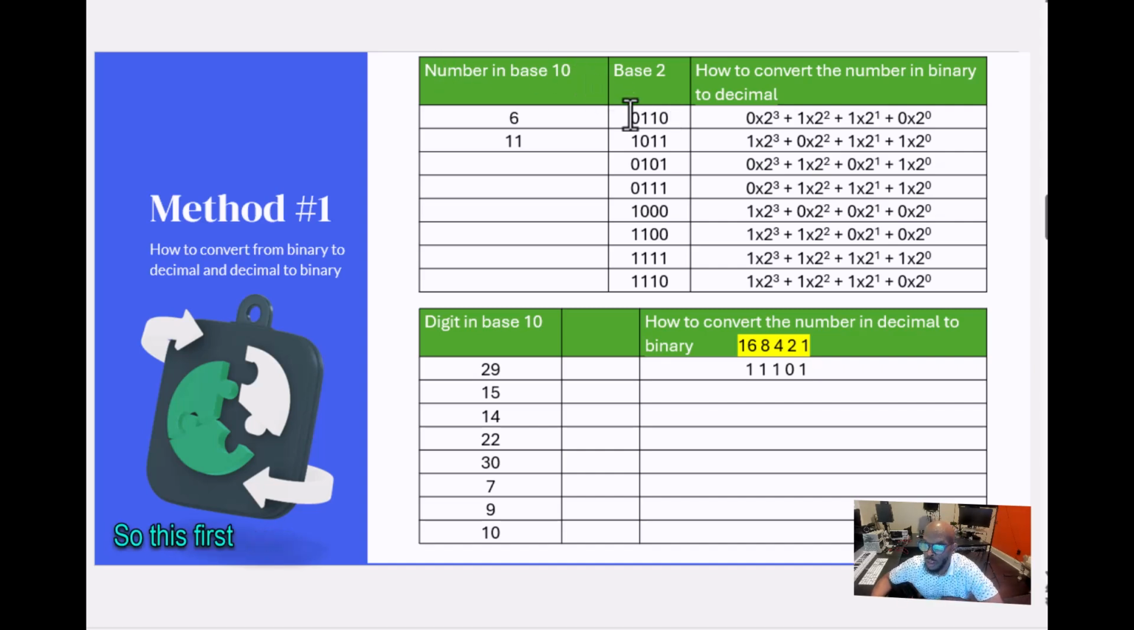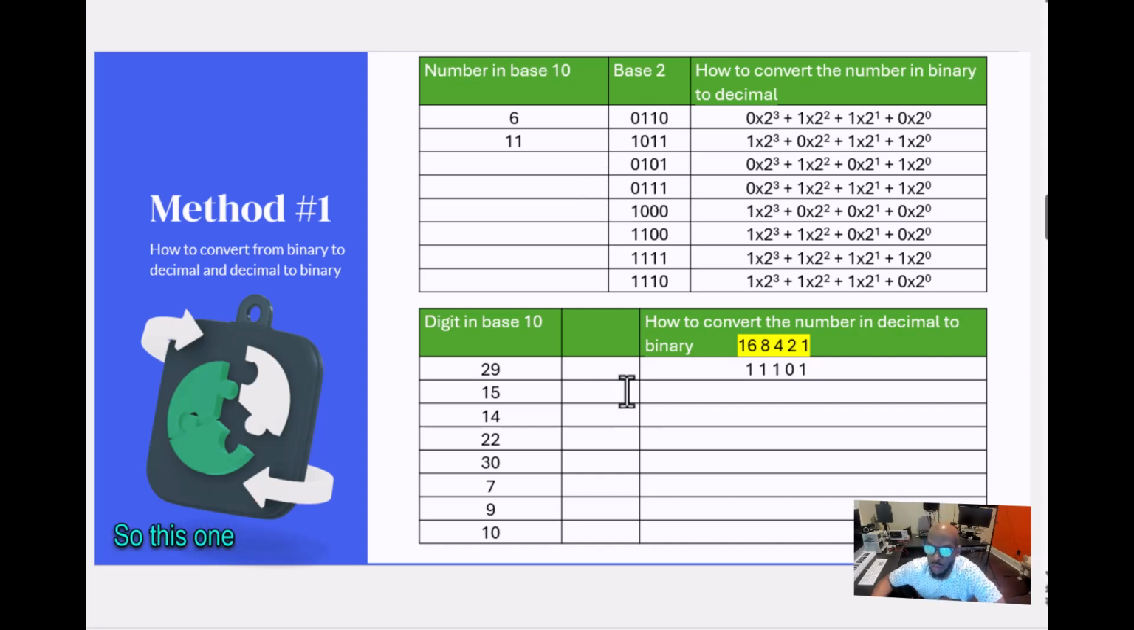So this first position right here would be 2 to the third, that's 8. The second position would be 2 to the second, that's 4. 2 to the first, that's 2. 2 to the 0, that's 1. So whatever number you have in that position, you multiply it times the weight. That's how I got 6. I left the rest of these as an exercise for you to do.